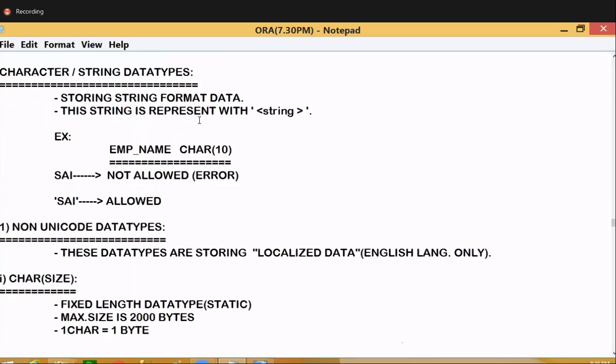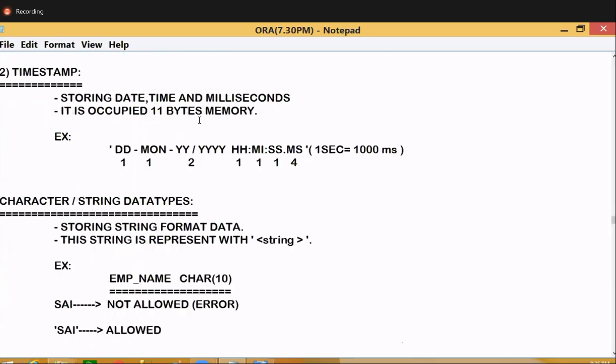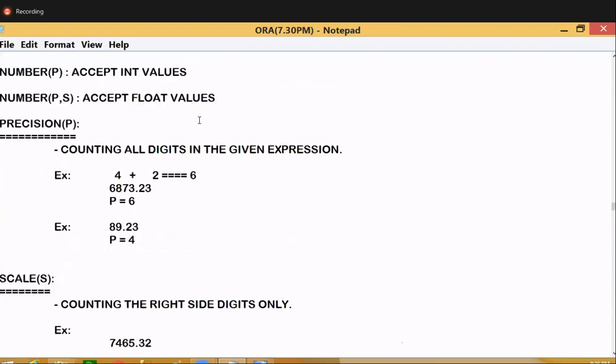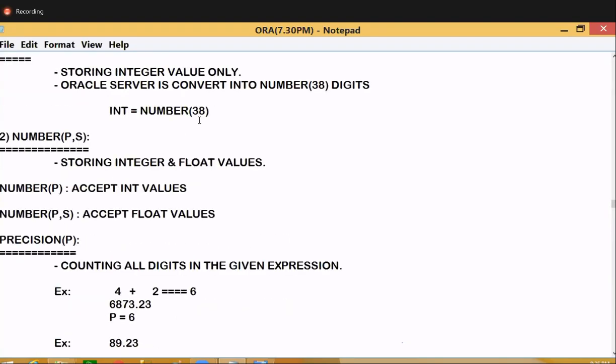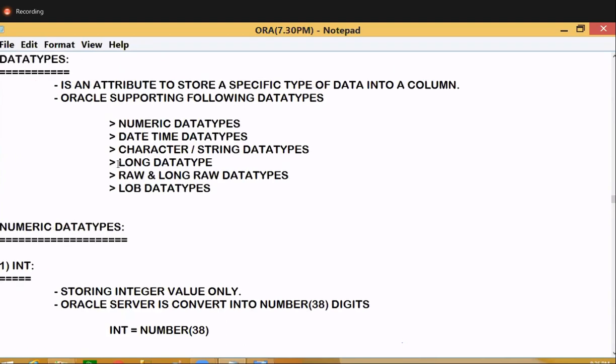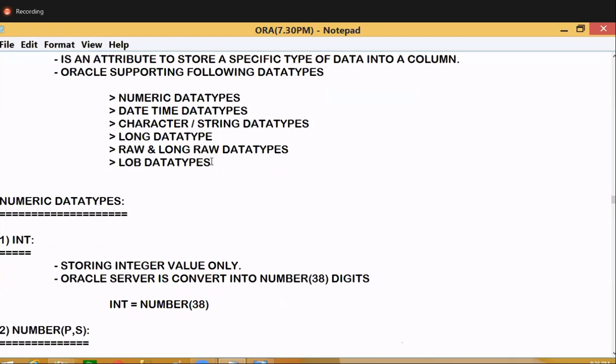And what is the next data type? Yes, the long data type. Simply we call it the long data type, which is also used for storing data.